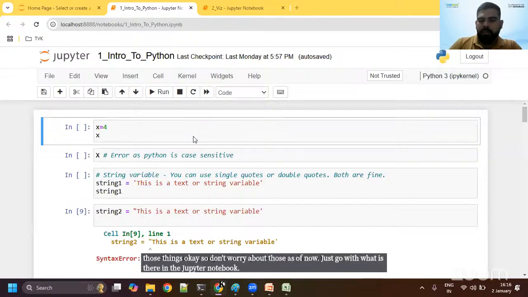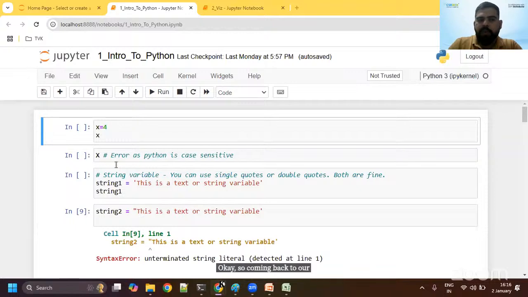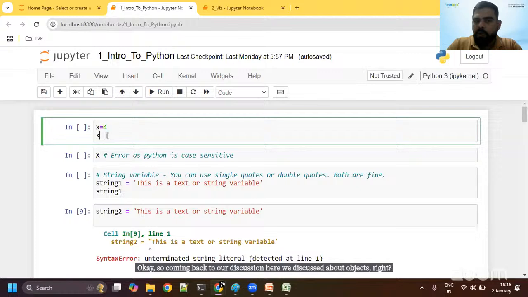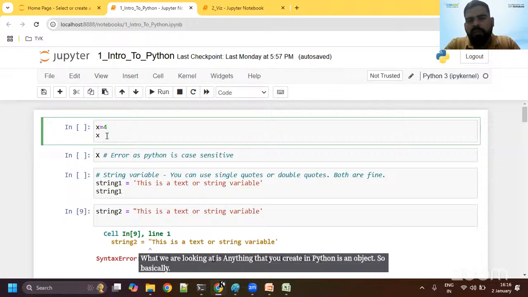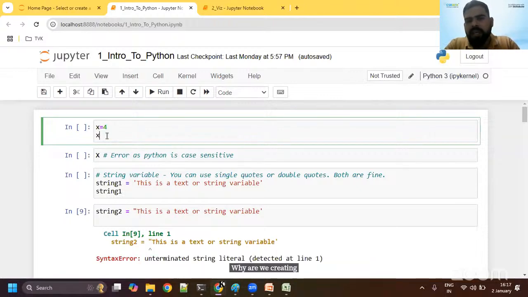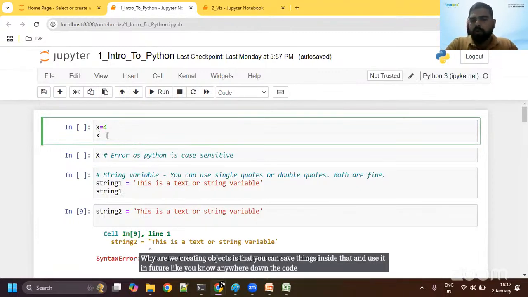Okay, so coming back to our discussion here, we discussed objects. What we are looking at is that anything that you create in Python is an object. So basically, we are creating objects so that you can save things inside them and use them in future, anywhere down the code. That is why you're doing that.